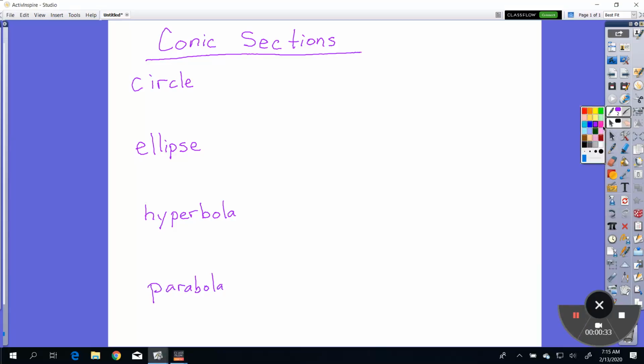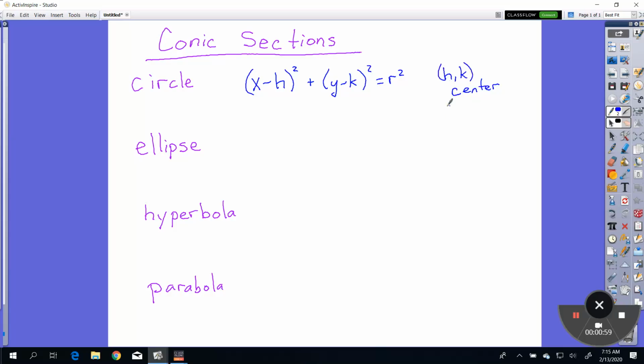So here's the general equations of them. So we'll start with the circle. It's x minus h squared plus y minus k squared equals r squared. And h and k is the center of the circle. So we've covered circles a little bit before. So that one's not completely new.